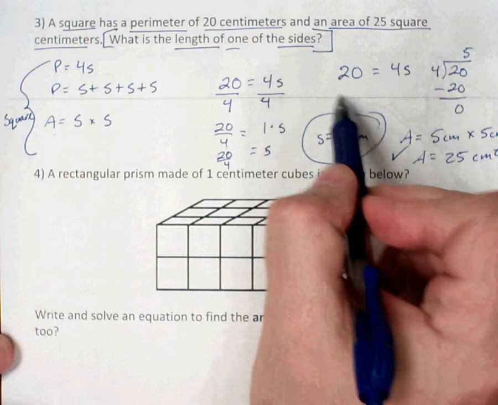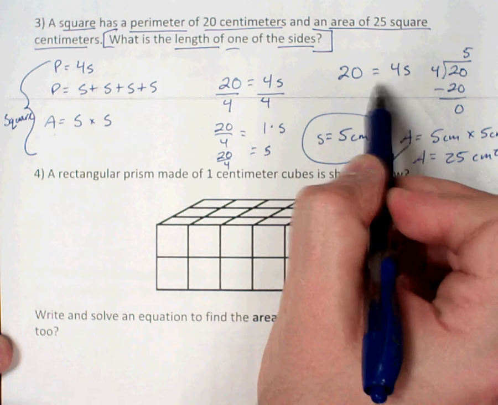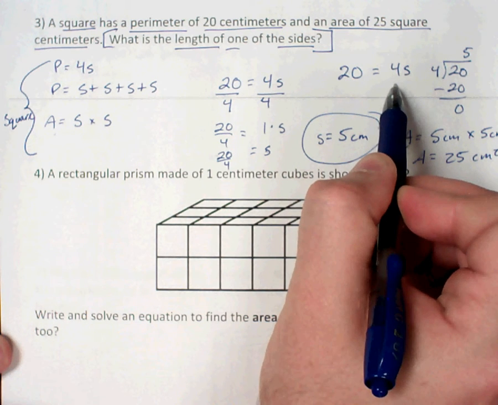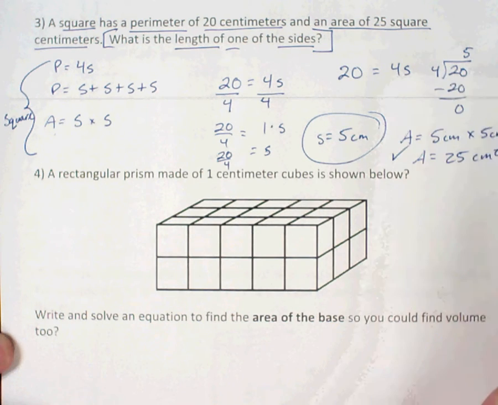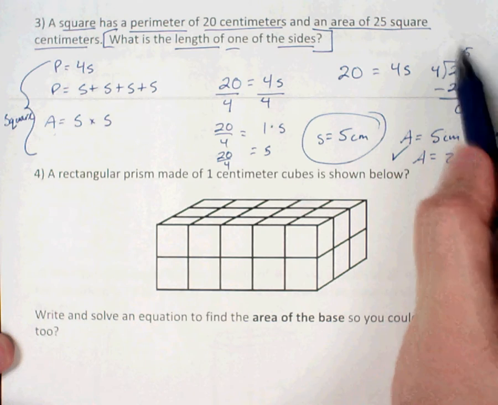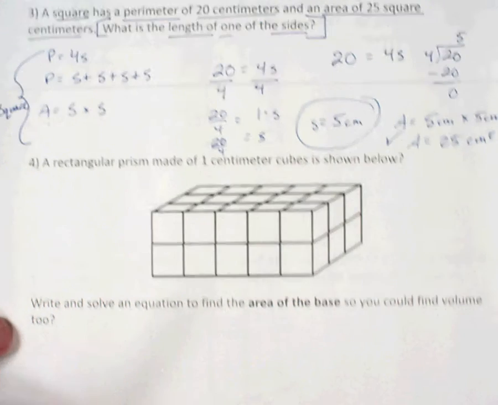But if you can just kind of wrap your brain around this, that the perimeter was 20, so we need something we can multiply by 4 to get 20, and the way we find that is just dividing 20 by 4 to find that number that we can then multiply to get 20. All right. On to number 4.